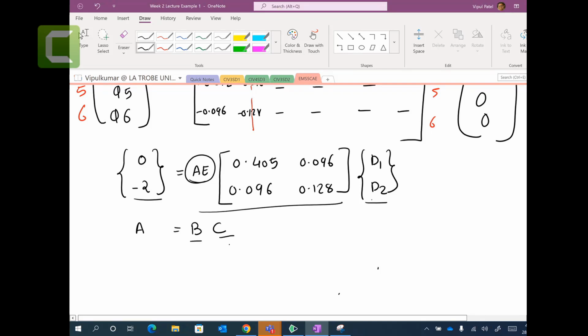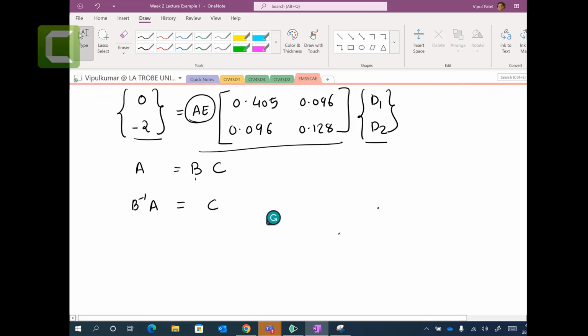So if I want to find the C, I would have B inverse A. Do you agree with me? Because if you bring this one across, it becomes B inverse. You understand this, right? A equals BC, and someone asks you to find the C, you can bring this one across and it becomes B inverse. Now you know the inverse matrix.